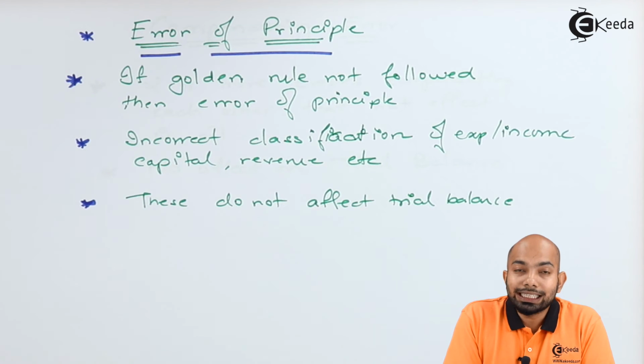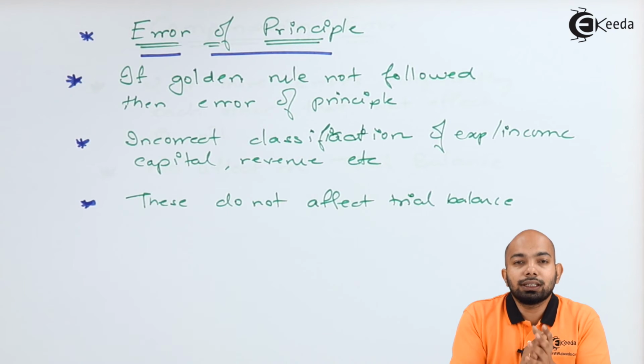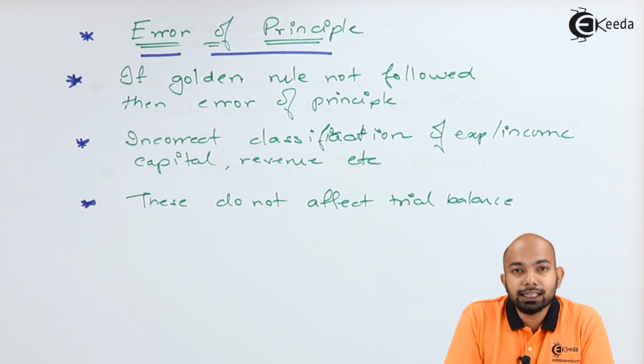The golden rule relates to three accounts: real account, nominal account and personal account. There are certain rules that we need to follow for each of them. For example, for a personal account, there is a specific formula: debit the receiver, credit the giver. If this rule isn't followed, that means the account has encountered the error of principle.